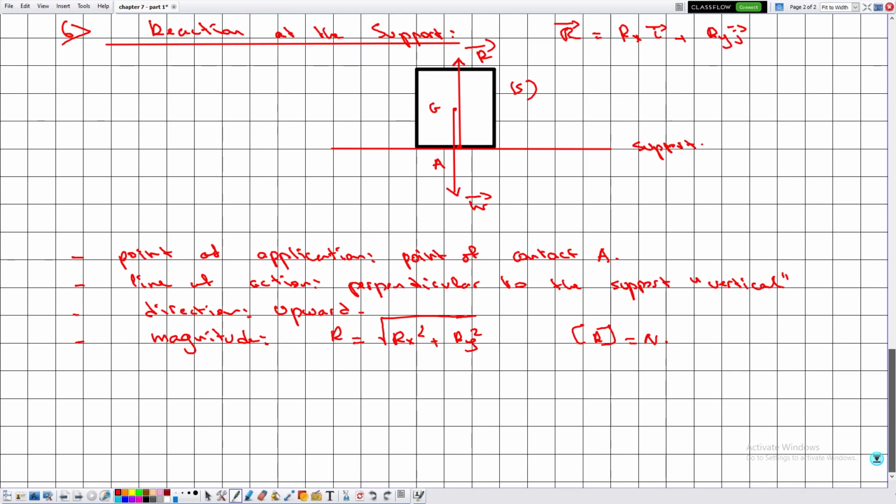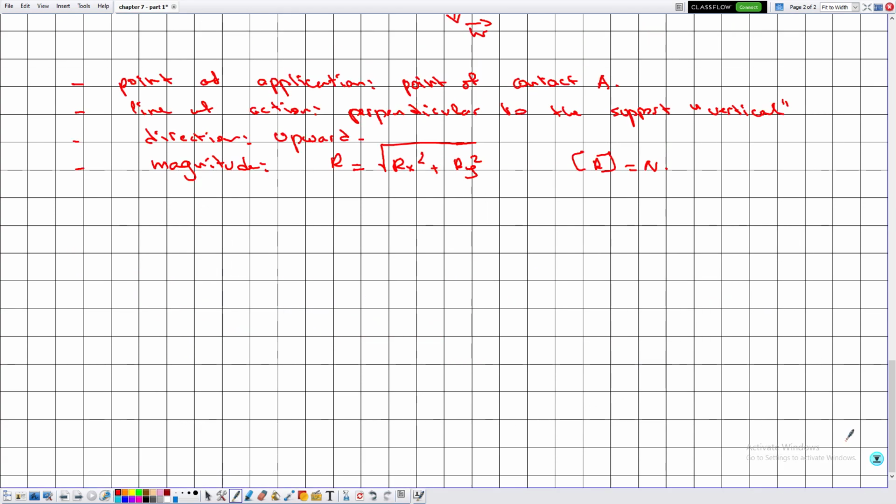Okay, and now let's move to the other force, which is the friction force, which is the last force in this part.